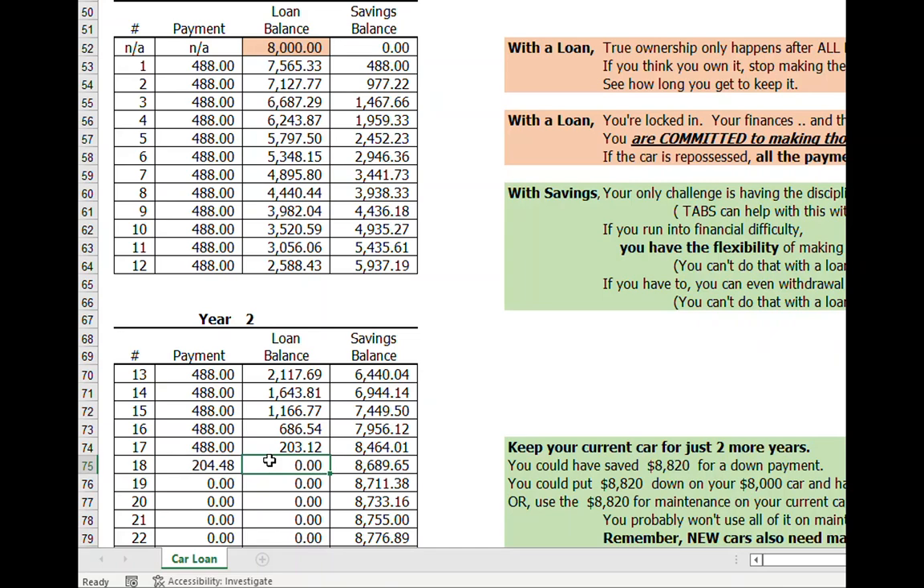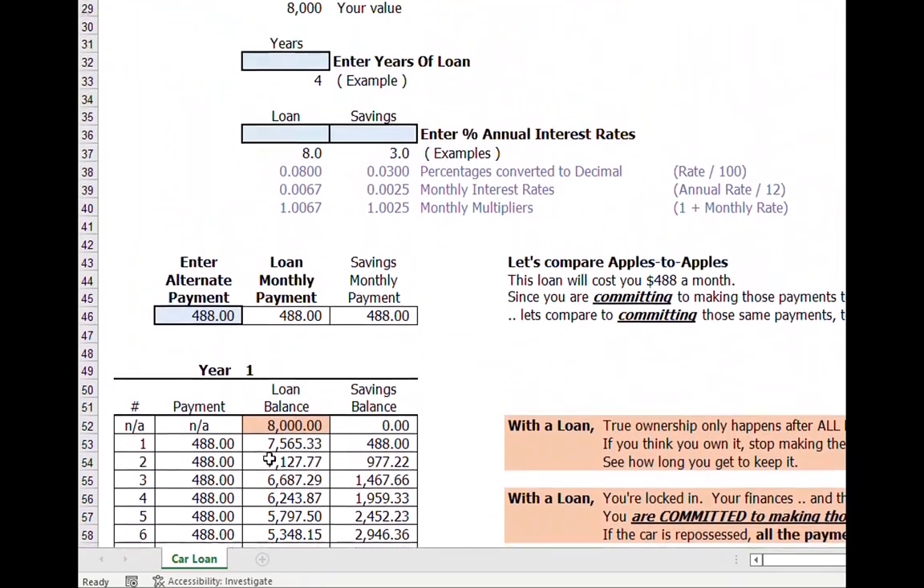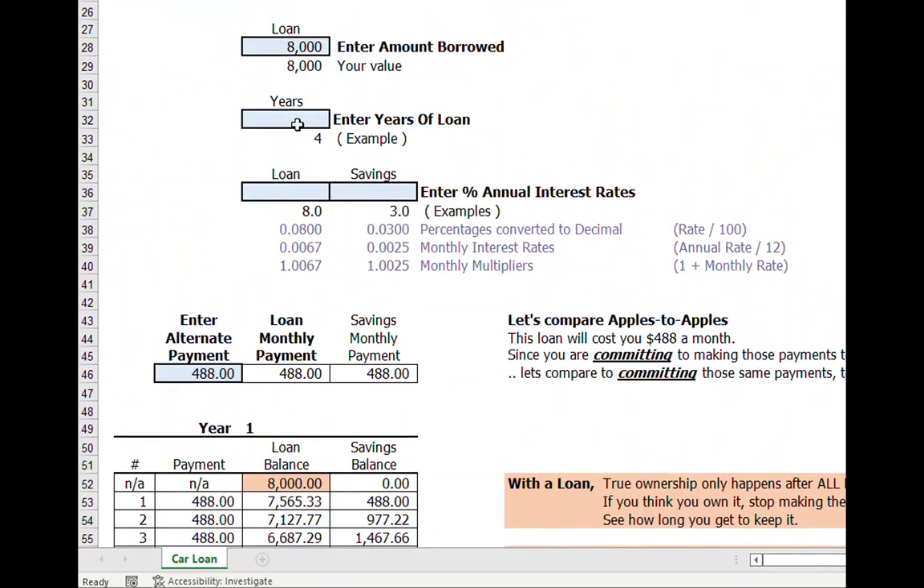So let's see what a 2-year loan payment would be. You can scroll back up. We enter 2 years for a loan payment. Come down here and clear the alternate payment. And a loan payment would be $362, which is less than the original $488 a month. Even with the loan, you could still save $126 a month for the next car or for repairs.